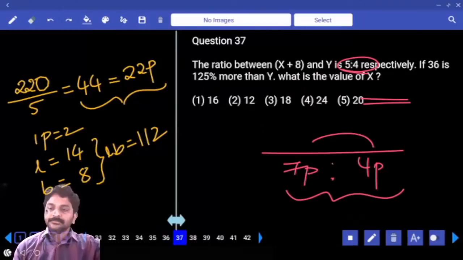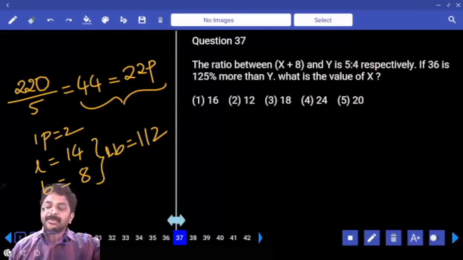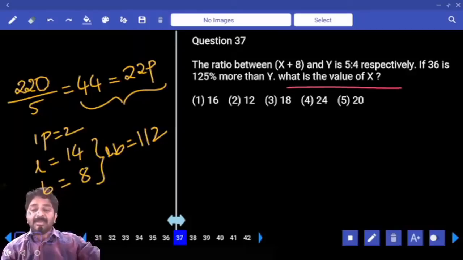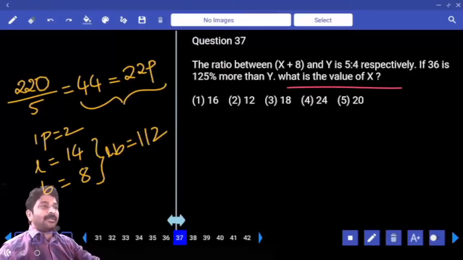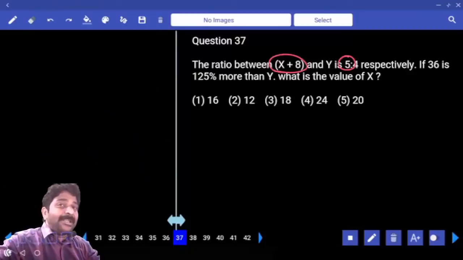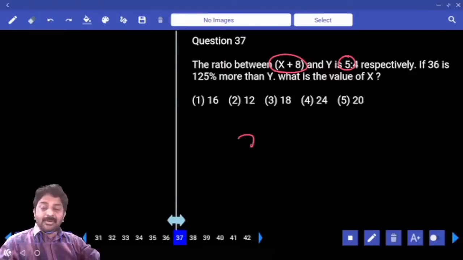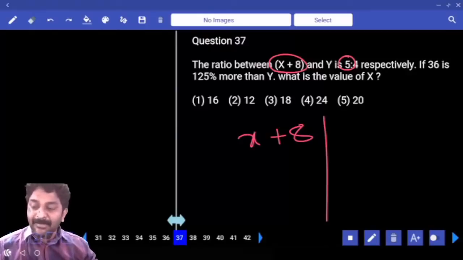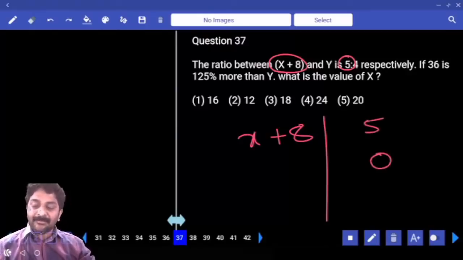Okay? The ratio between x plus 8 and y is 5:4. 36 is 125% more than y. Then what is the value of x? X value is in options, right? And from the ratio, x plus 8 is equal to how many parts? That means 5 multiple, right? To the x value, if you add 8, value becomes 5 multiple. 5 multiple may end with either 5 or 0, right?